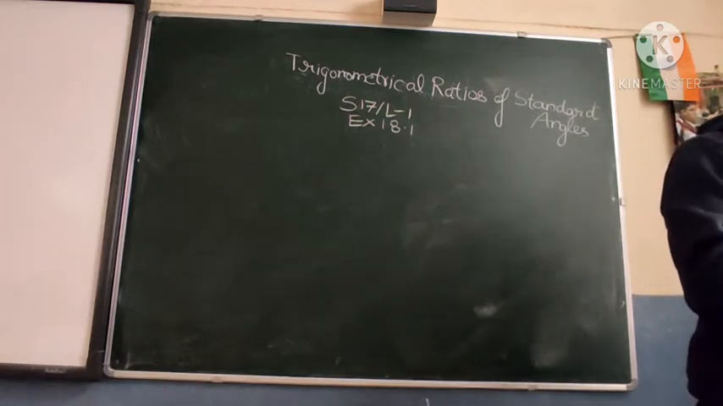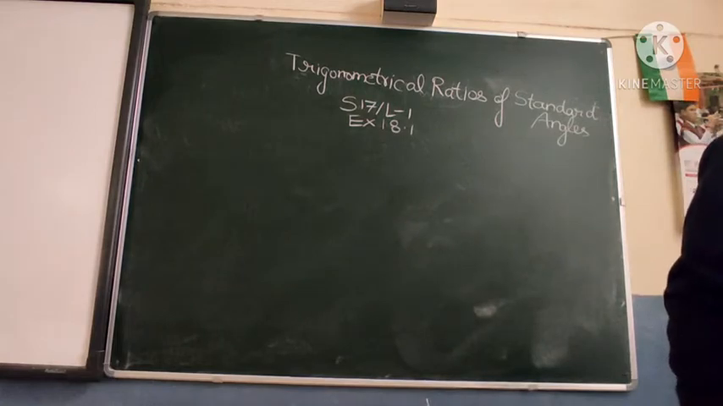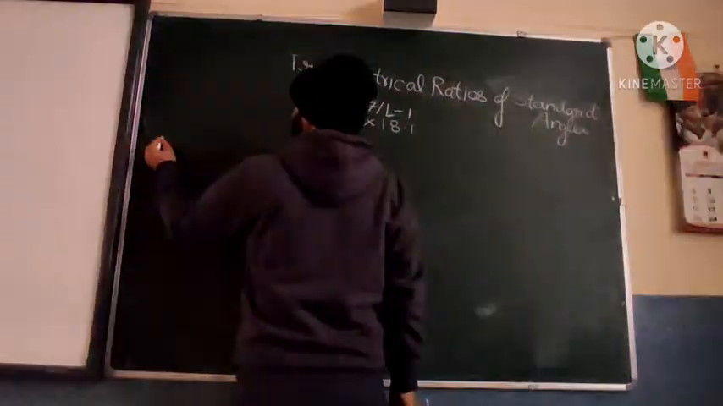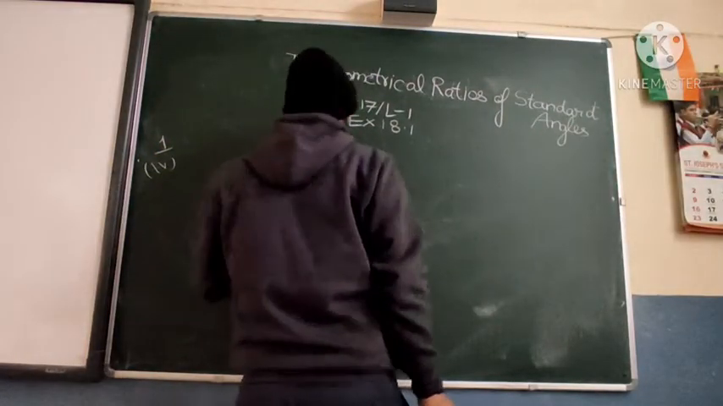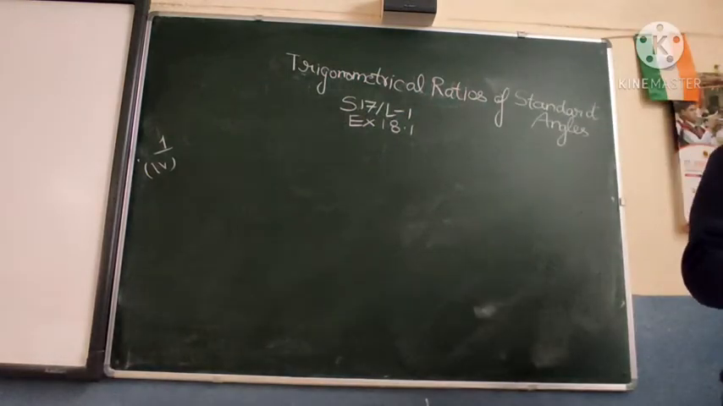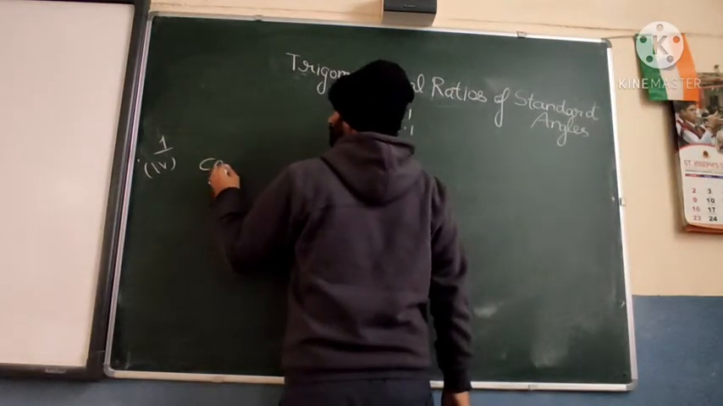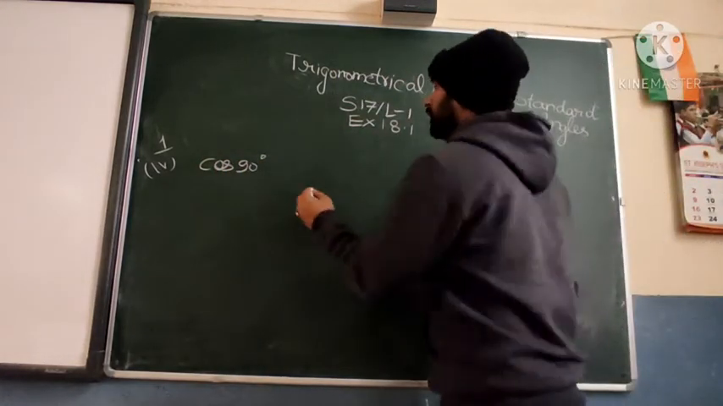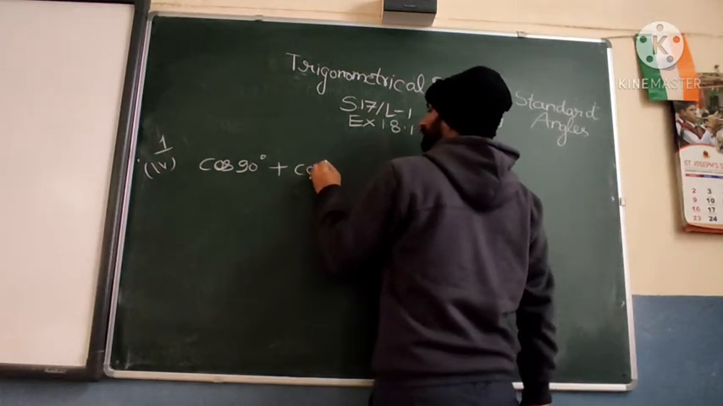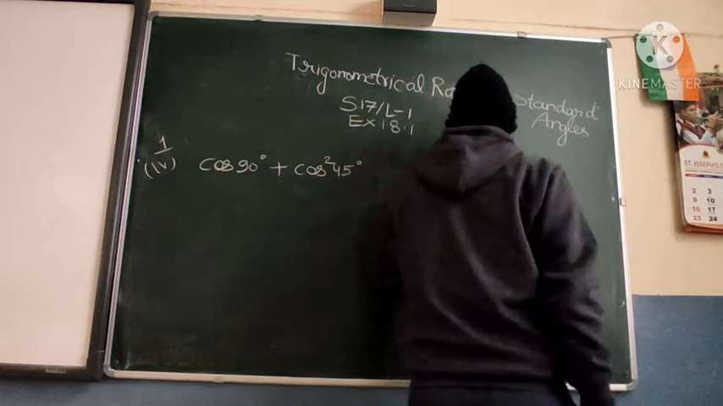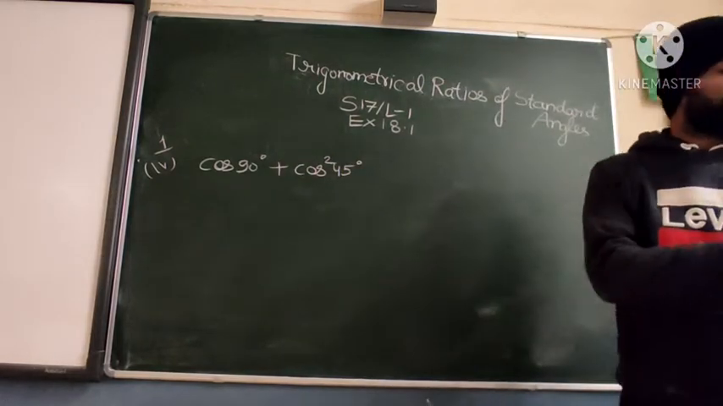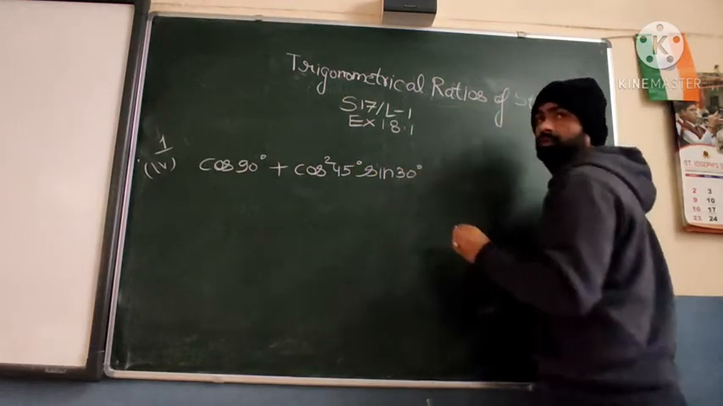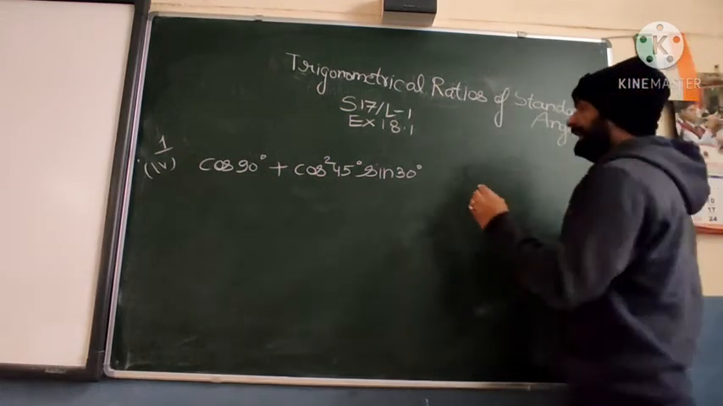I am taking up one question. Question number first, fourth part from exercise 18.1. It says find the value of cos 90 degree multiplied by cos square 45 degree plus cos square 45 degree into sin 30 degree into tan 45 degree.